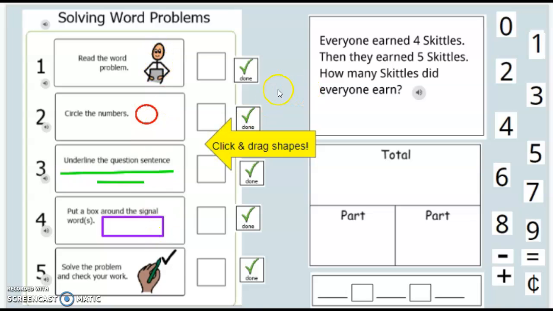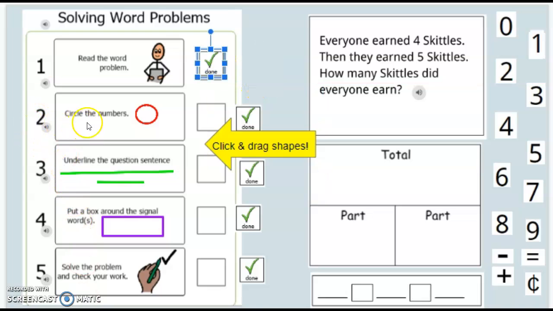Each step that we take, we will want to take our check mark and put next to the step when we are done. So let's read again. Solving word problems. Number 1, read the word problem. Look over here. Everyone earned 4 Skittles. Then they earned 5 Skittles. How many Skittles did everyone earn? So now I've read my word problem. I'm going to check that off.